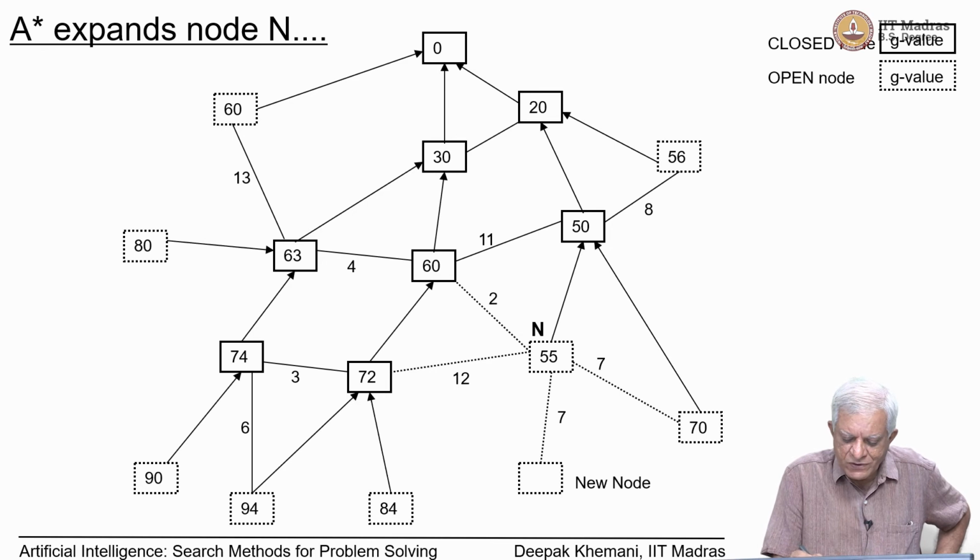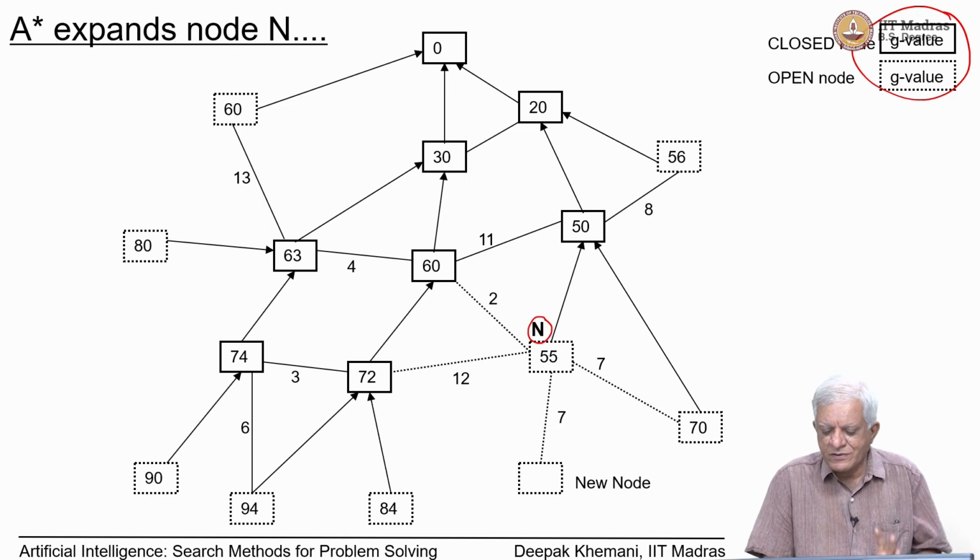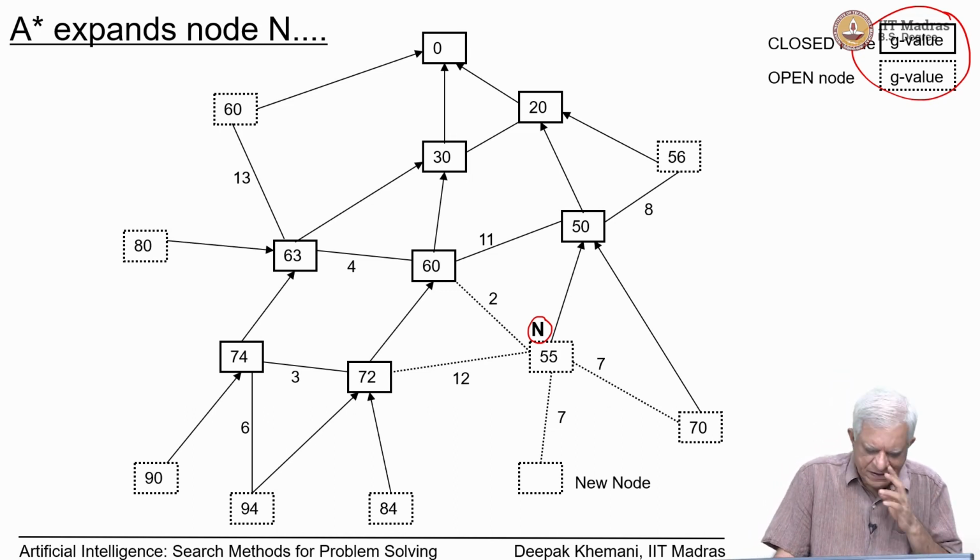So, we have this node n that A star is about to pick. The numbers that we have in every node are the g values. As you can see on the top, what we have written are the g values. We have not mentioned the h values, but let us assume that whatever the h values are, this node n is the next one to be picked from open.